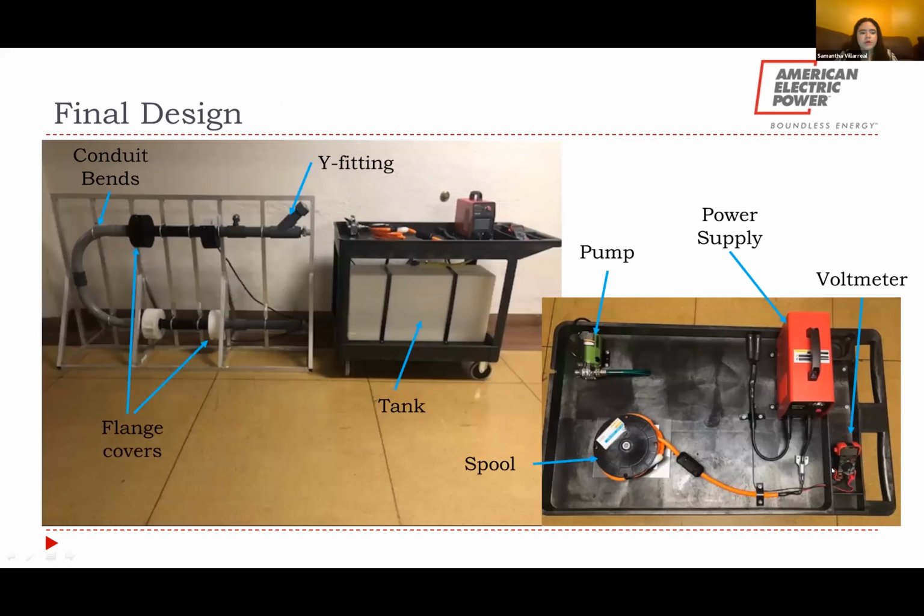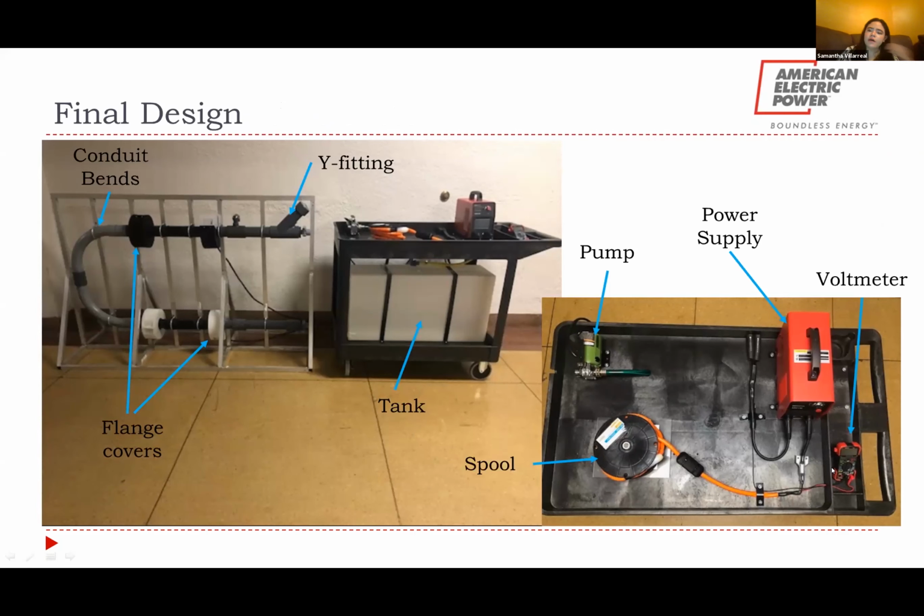Here are the two components of the final design together, along with a top-down view of the top shelf of the cart. As you can see over here with the pipe system in the frame, there are 3D printed flange covers that act as a barrier for the test pieces, and the bend in the system was changed from two 90-degree bends to conduit bends in order for the electrode to thread easier through the system.